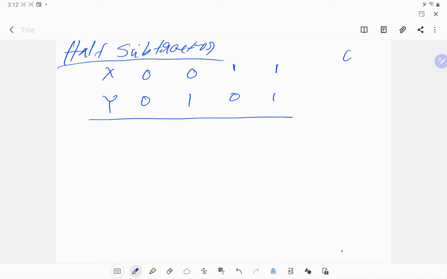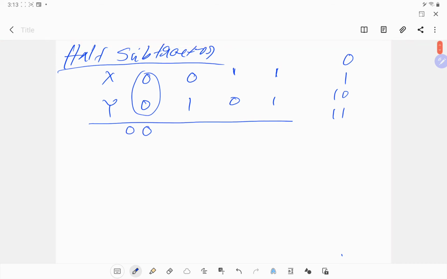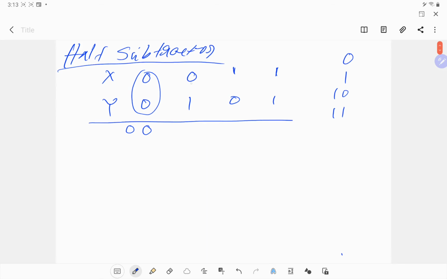For the binary numbers we write 0, 1, 1, 0, 1, 1. So now the difference here for the first column is 0. The borrow is also 0. Now, since 0 is a smaller number than 1, we add a borrow here.